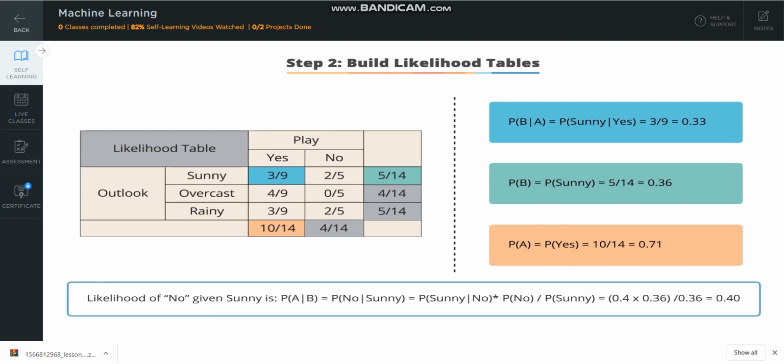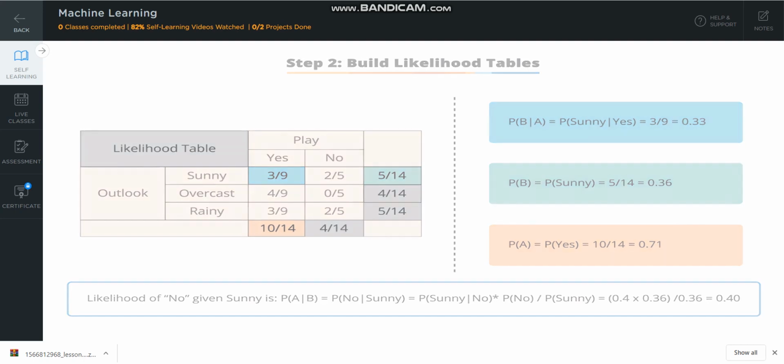Similarly, posterior probability of class no given predictor sunny is the probability of sunny given no, multiplied by probability of no with respect to total probable possibility, divided by prior probability of sunny weather, that is 0.4 times 0.36 divided by 0.36 equals 0.40.